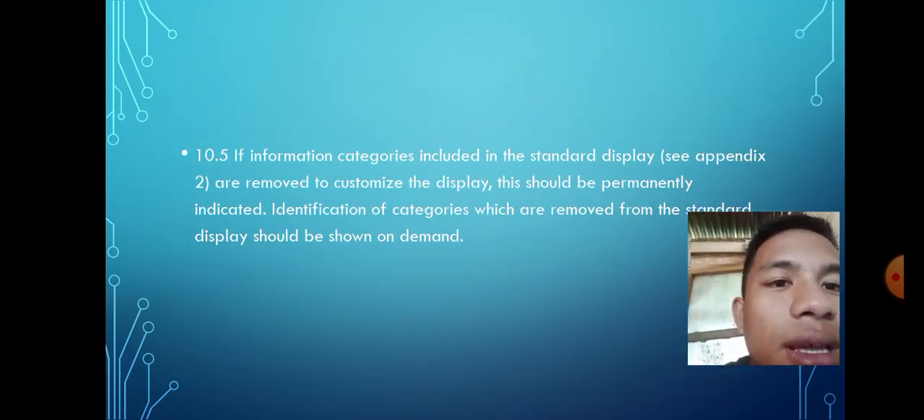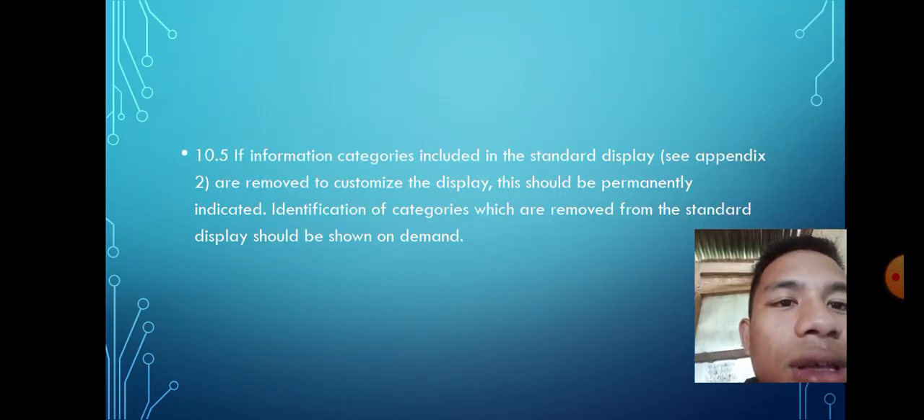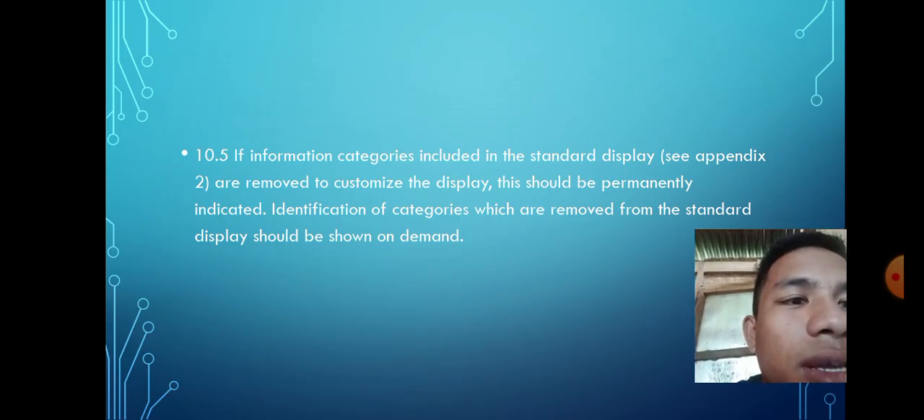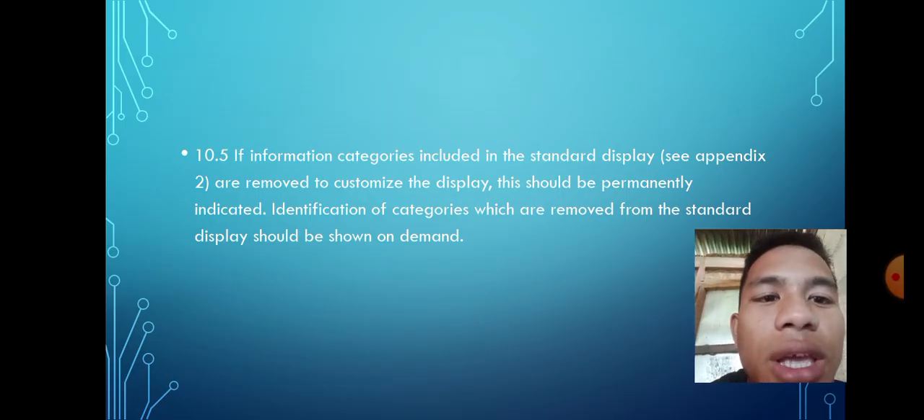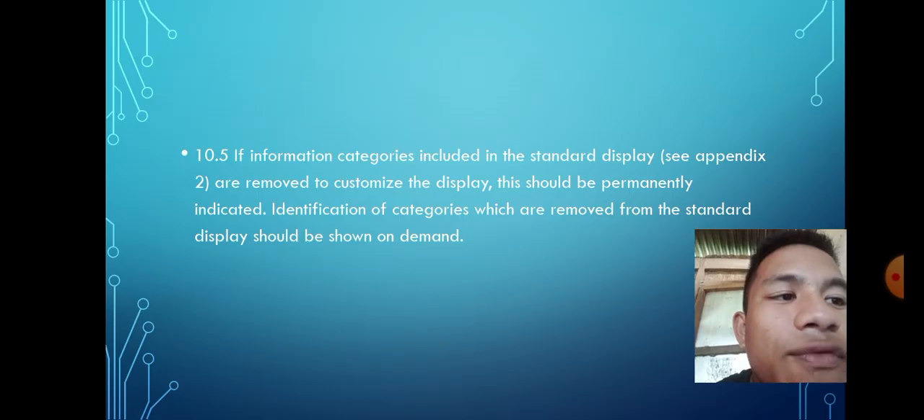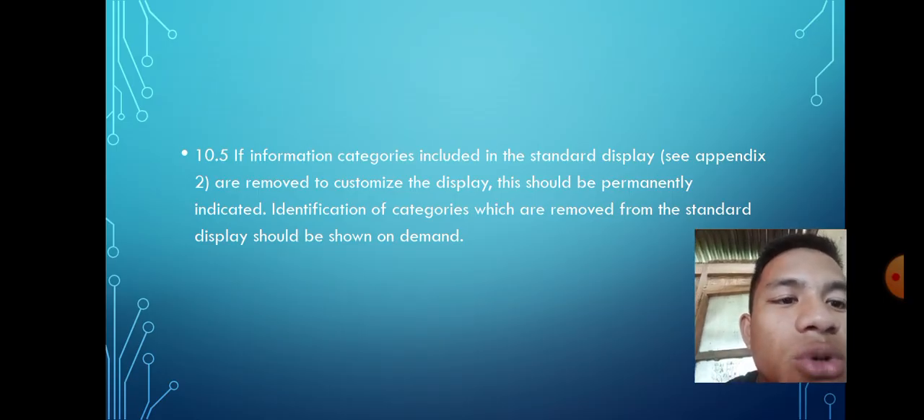And then last is that if information categories that should be included in the standard display, see Appendix 2, are removed to customize the display, this should be permanently indicated. Identification of categories which are removed from the standard display should be shown on demand.